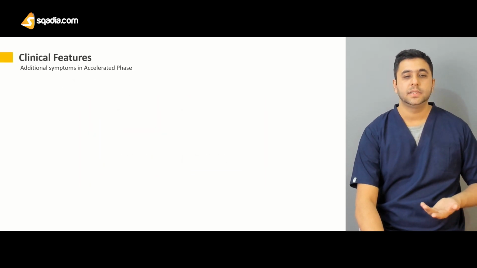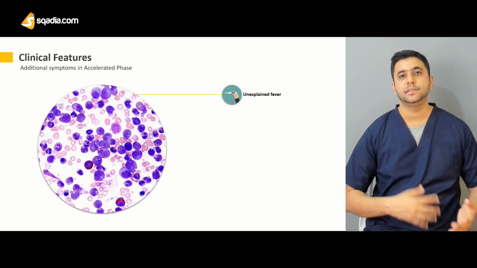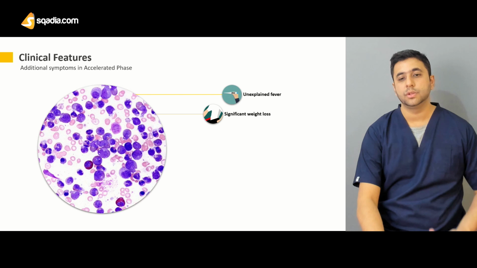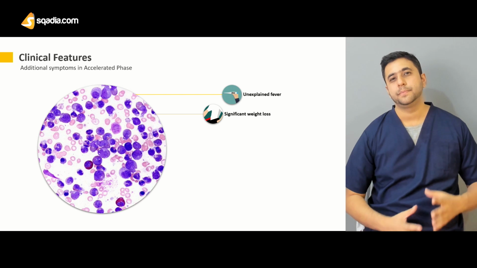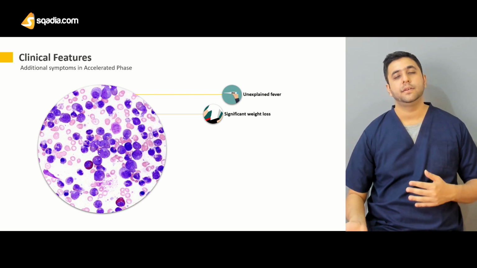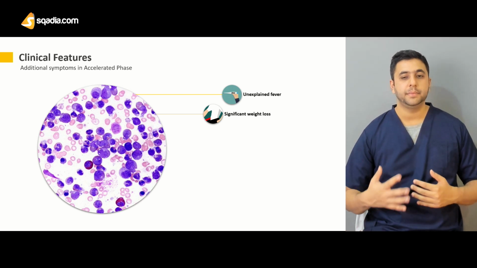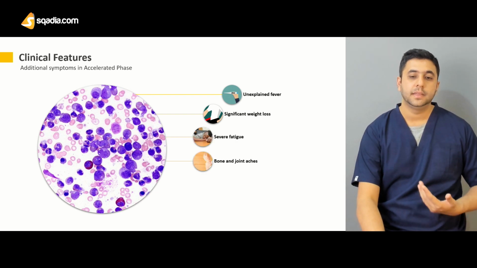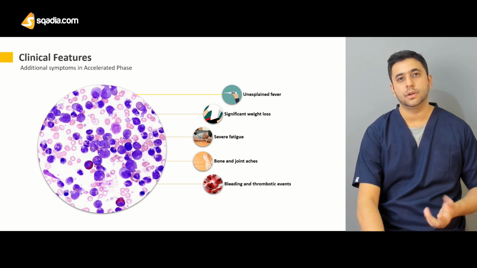And then there are certain additional symptoms which are more specific to the accelerated phase of the disease. There is unexplained fever, or the fever can go to higher temperatures. Then we can also have significant weight loss in a very short period of time. The median duration of the chronic phase is around 5-6 years, and in the accelerated phase the disease progresses in months. Fatigue can increase, bone and joint aches can be present, and then there can be a combination of bleeding and thrombotic events, or both of them can occur together.